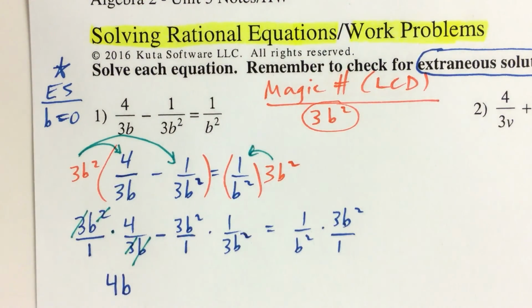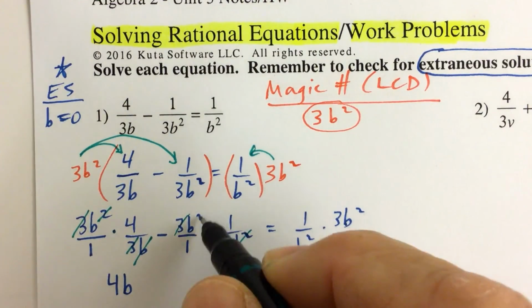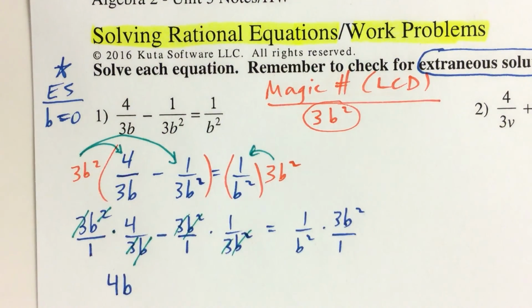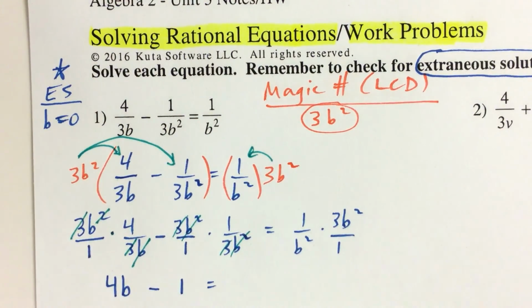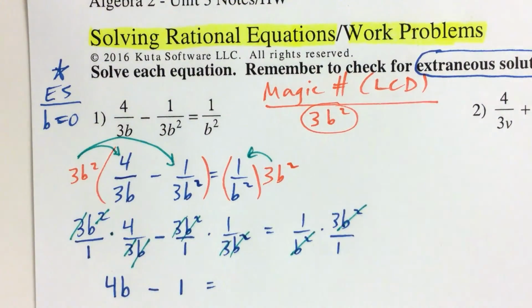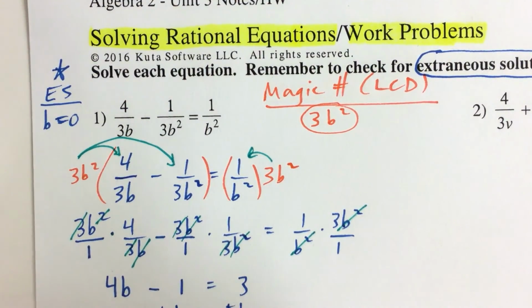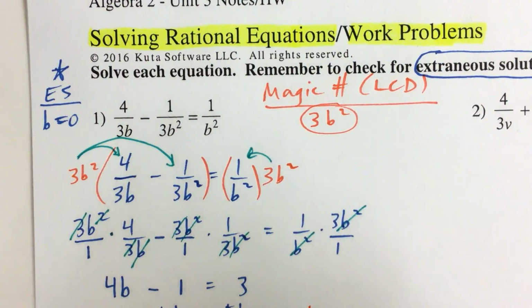Then we do the same for the other set of fractions. The 3's cancel, the b squareds cancel, and you're left with just 1. So 4b minus 1 equals, and over here we see that the b squareds cancel, and all we're left with is 3. So if we add 1 to both sides, we get 4b equals 4, which when we divide both sides by 4, we know that b is equal to 1.